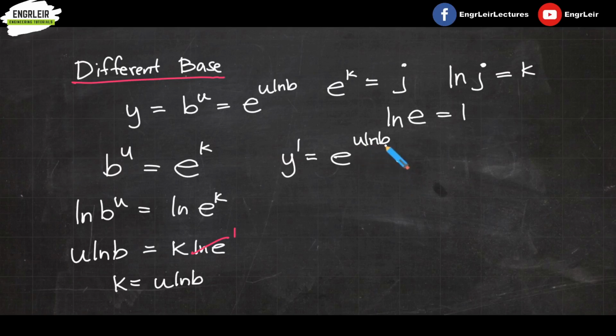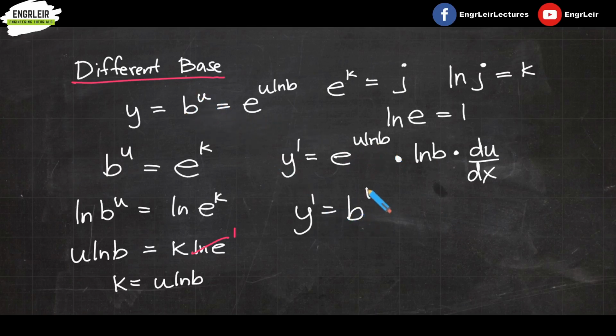Ano yung derivative ng exponent na to? ln b is a constant. So, kailangan lang natin yung derivative ng u. So, ln b is a constant times yung derivative ng u. Okay? And remember, yung e raised to u ln b, yan yung original function natin na b raised to u. Ito, no? Equal sila. So, b raised to u times ln b times yung derivative ng u with respect to x.